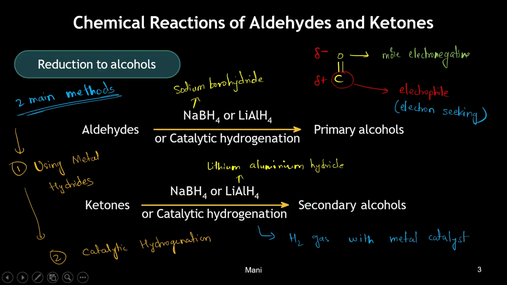And remember, aldehydes reduce more readily compared to ketones, because of less steric hindrance in aldehydes. Whereas in ketones two alkyl groups are present, so bulky groups are present, and it's very hard for ketones to undergo reduction compared to aldehydes.